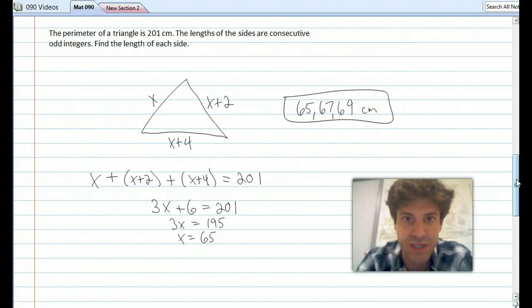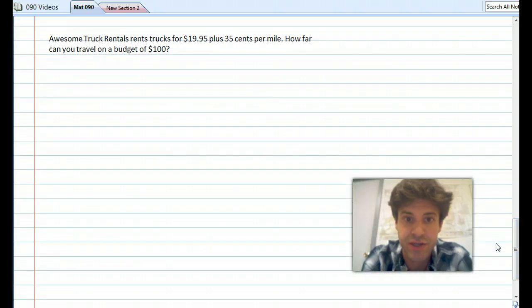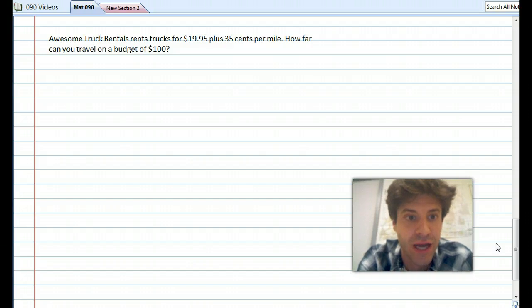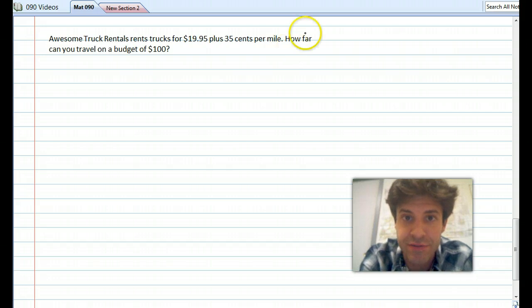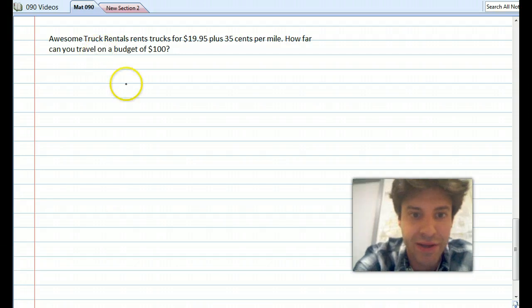Okay, let's look at one more example. Awesome Truck Rentals rents trucks for $19.95 plus 35 cents per mile. How far can you travel on a budget of $100? So the thing that we're asked to find is how far can you travel? That's the question. That's the unknown. We're going to call that x.